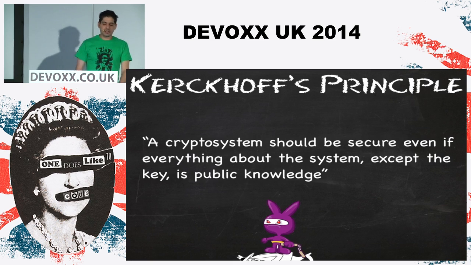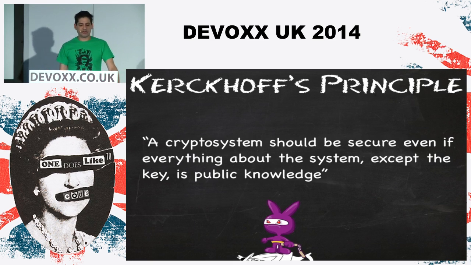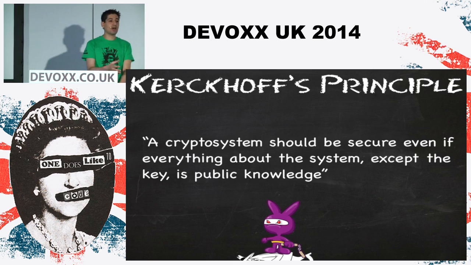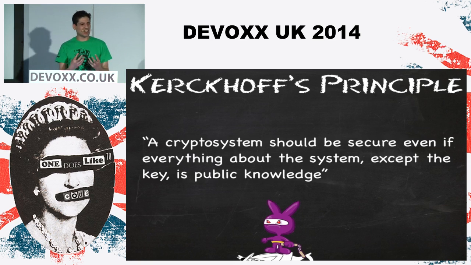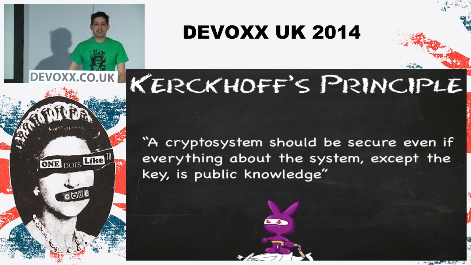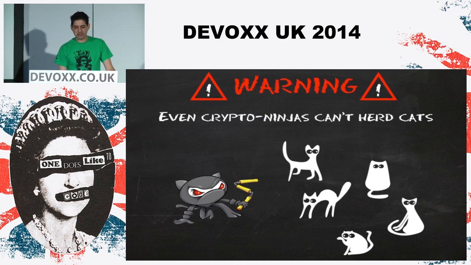This is Kirchhoff's principle. Kirchhoff, again, is another one of these famous cryptographers. What he did was restate Claude Shannon's saying of "the enemy knows the system" into something a bit tighter and more technical. A crypto system should be secure even if everything about the system is known except the keys. So OpenSSL, again, is a good example of this. You can look at the source code, and provided that you can't crack a system based on just looking at the source code, then we're achieving Kirchhoff's principle.